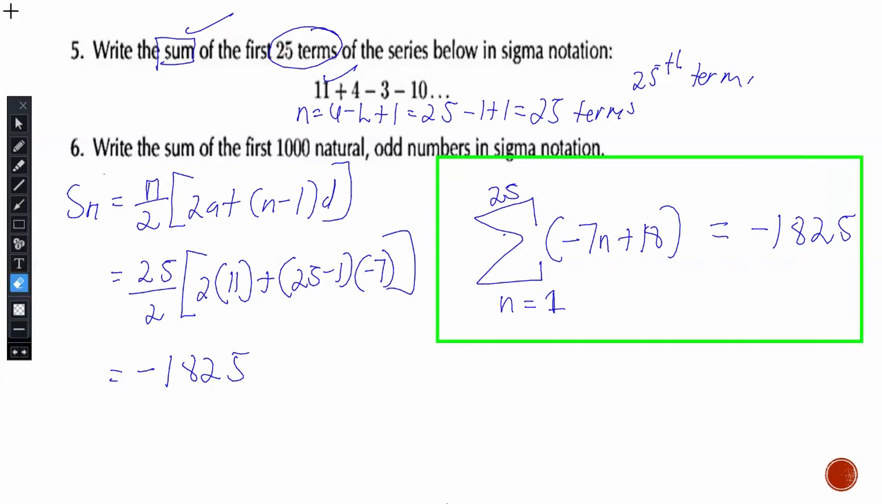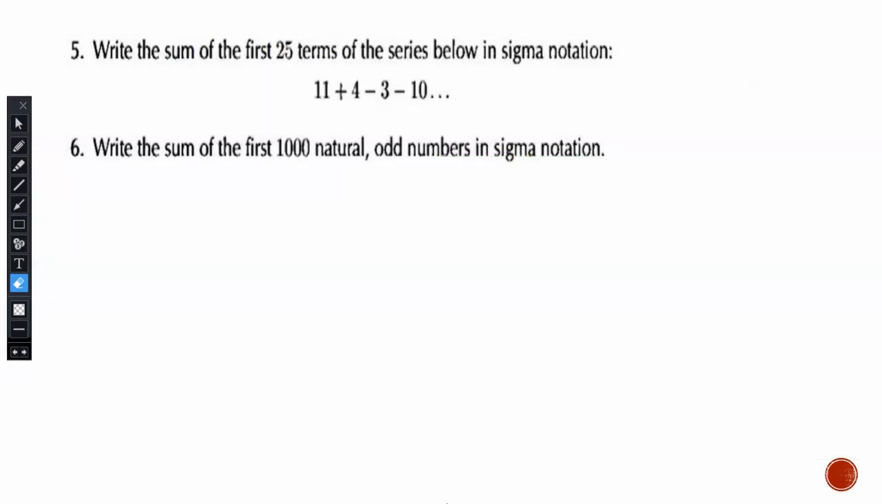Okay, now we have question 6, which is a bit tricky. It says write the sum of the first 1,000 natural odd numbers, right? Now, what are natural numbers? We know natural numbers are any numbers from 1 all the way up until infinity. So all the numbers starting from 1, no negative values here. Then write the sum of the first 1000 natural odd numbers.